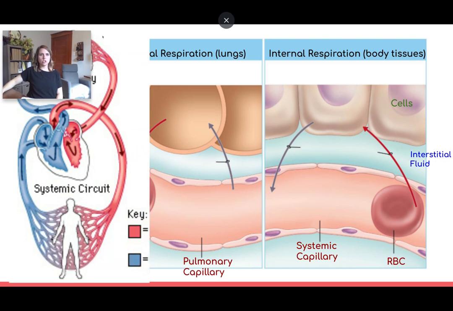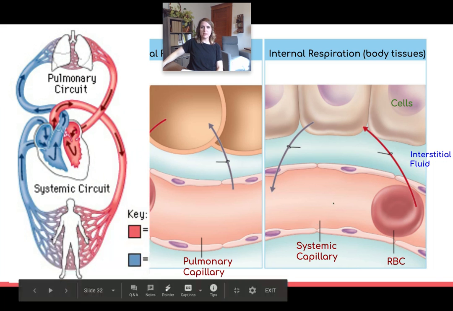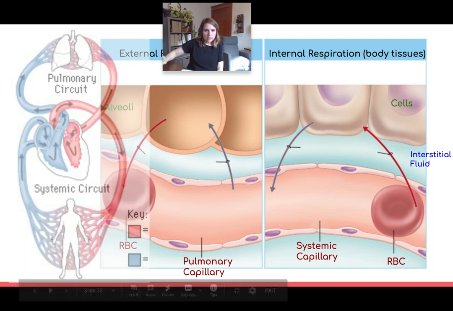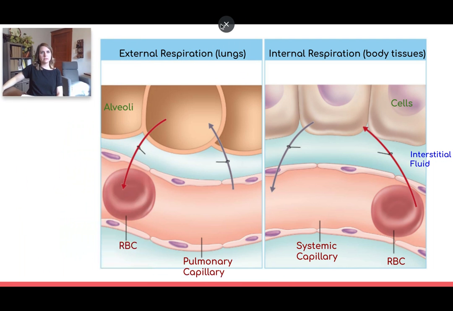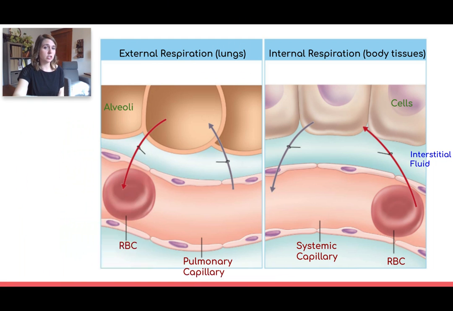Here's a little picture just to remind you of the difference between pulmonary and systemic capillaries. The pulmonary capillaries are right here in this picture. And my systemic capillary is this area right here, everywhere. It could be my elbow, my big toe, my brain, whatever. That's the systemic and pulmonary capillaries. All right, so let's talk about external respiration first.